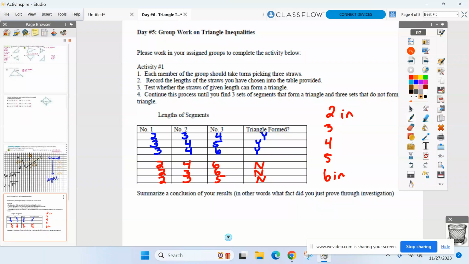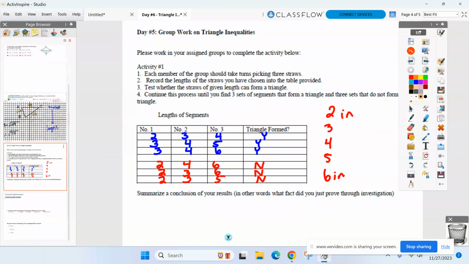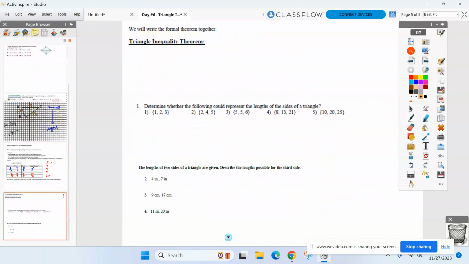Let's talk in your own words, and then I'll put something official where it says triangle inequality theorem down in your text box there. For any group who wants to, if I give you all 3 sides, here's how you can figure out if it will form a triangle or not.